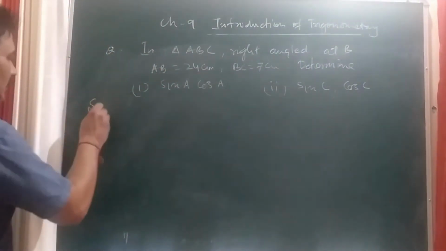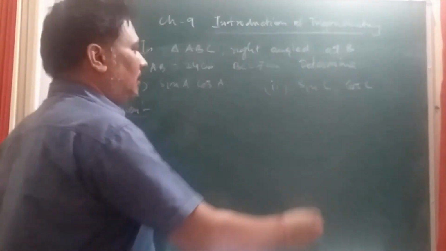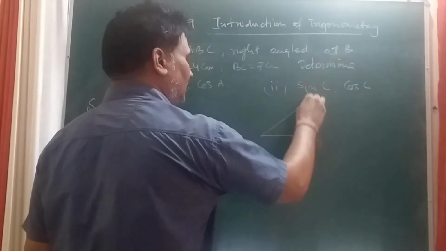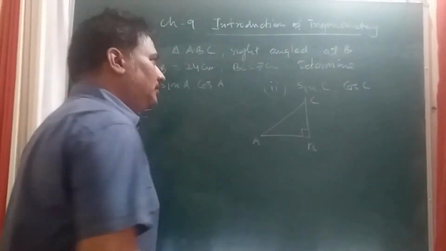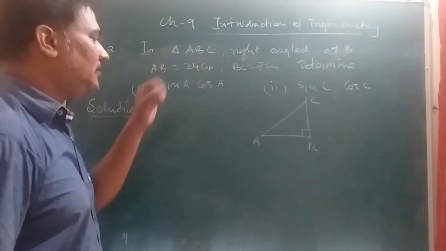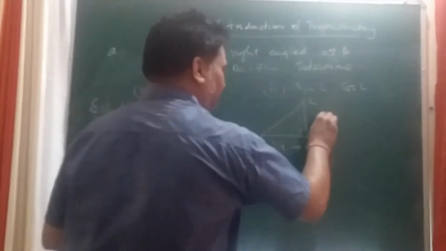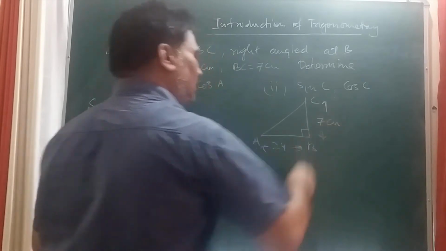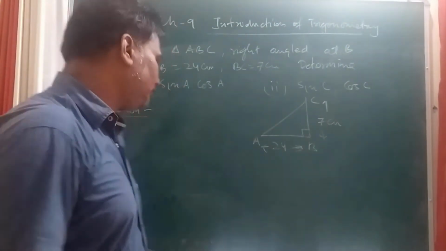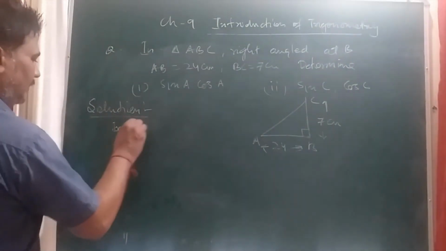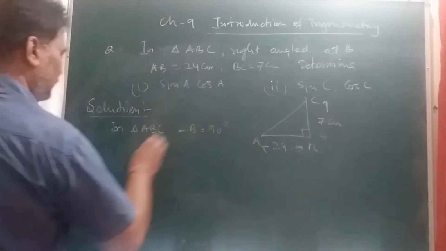For doing this type of question, we have to make a triangle ABC which is right angled at B, and the side AB is equal to 24 centimeter. It is given to you and BC is 7 centimeter. At first you have to find out the third side. Third side is AC. So in triangle ABC, angle B is equal to 90 degree.